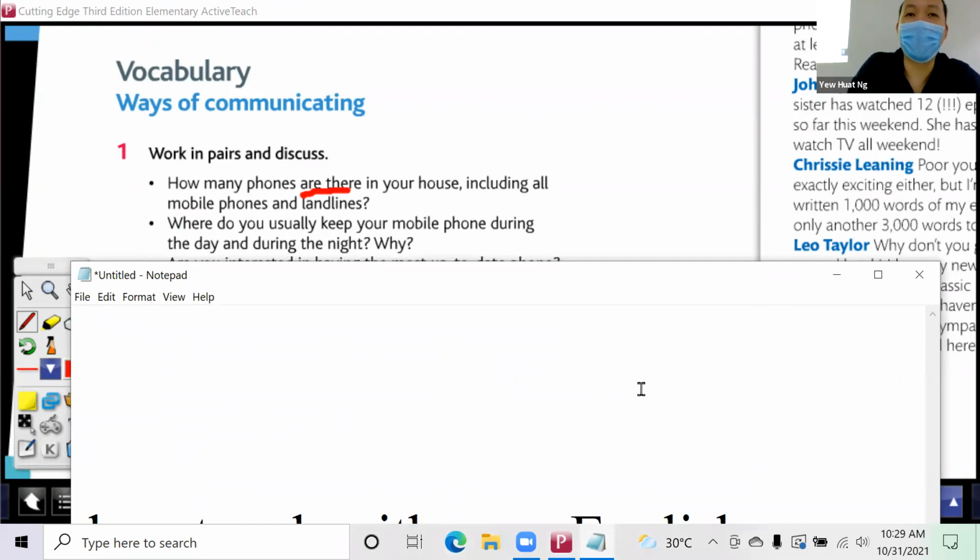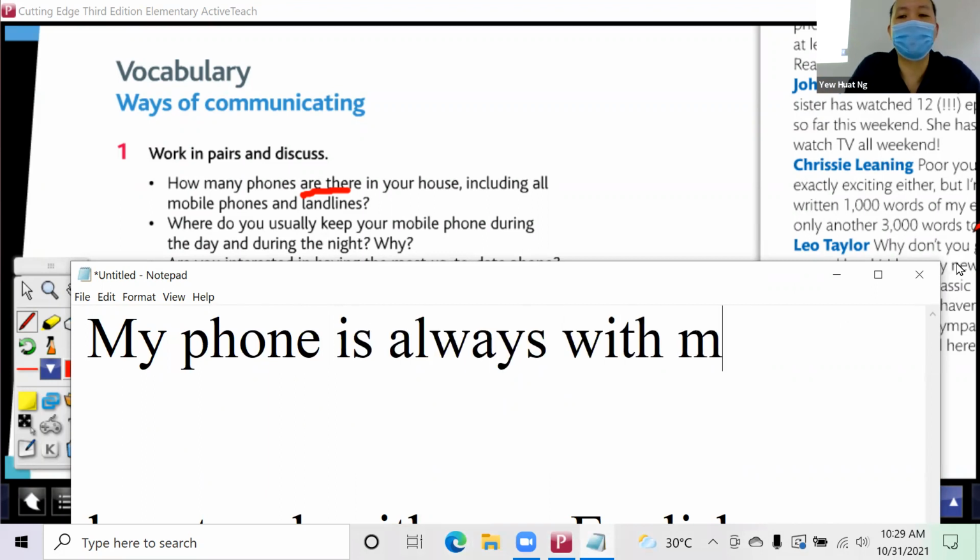So look. You say that my phone is always nearby, right? So for me, I would say my phone is always with me. It's not nearby. It's always with me. Clear?